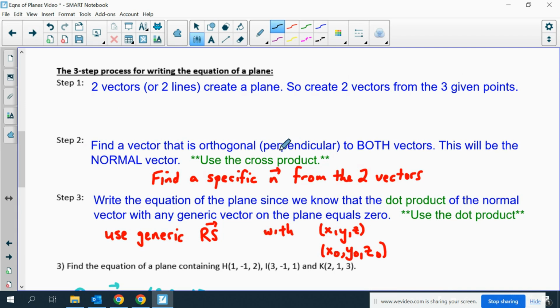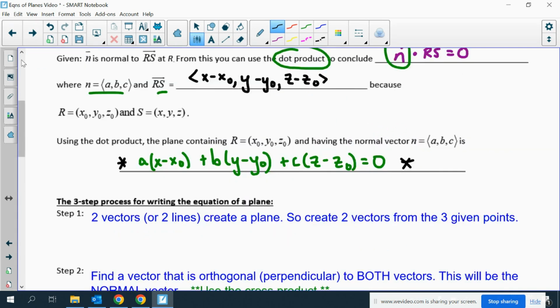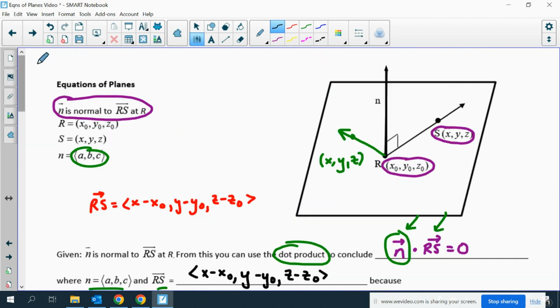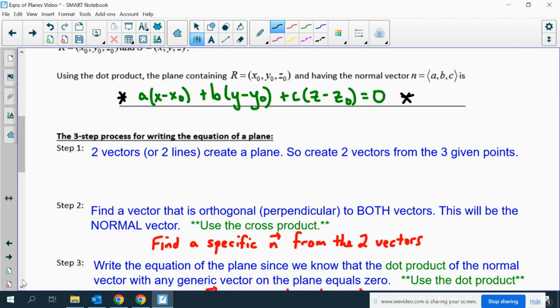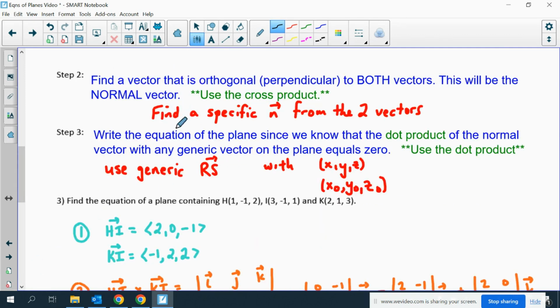Step 2, find an orthogonal vector to both of those vectors. So this will give us a specific normal vector that we know is on the plane. We know that it's perpendicular to the plane because it's perpendicular to the vectors that create the plane. So we use the cross product to do that.